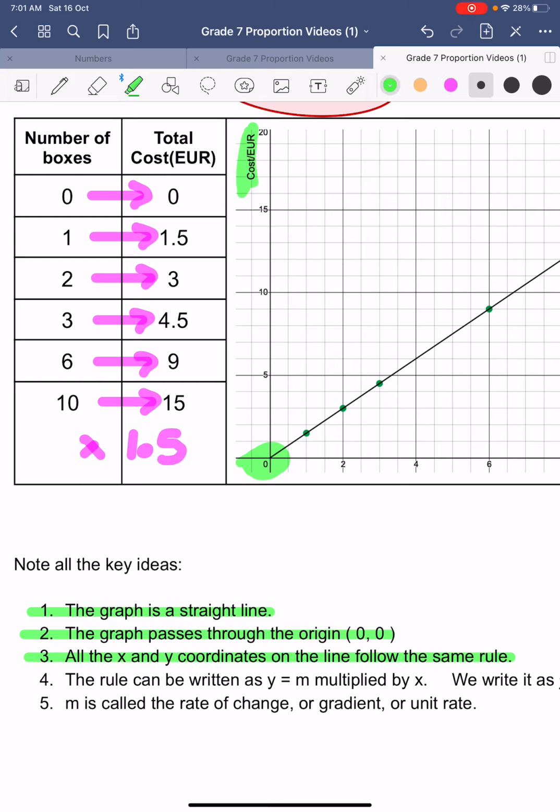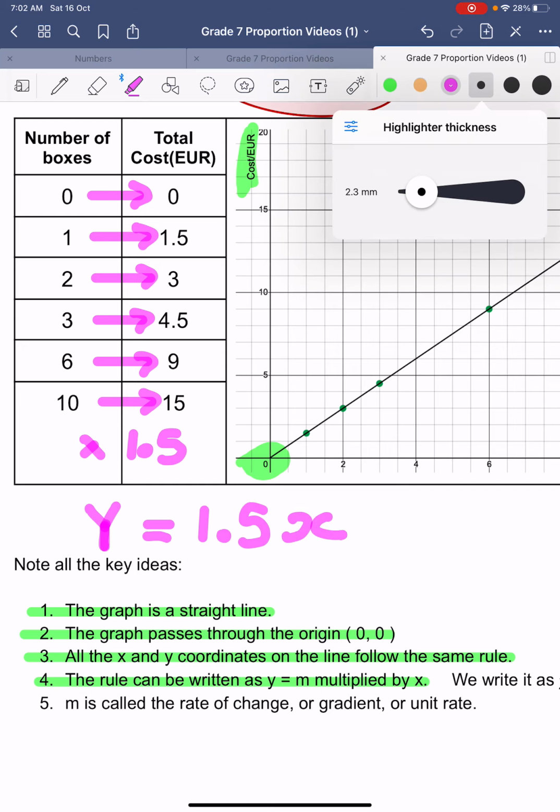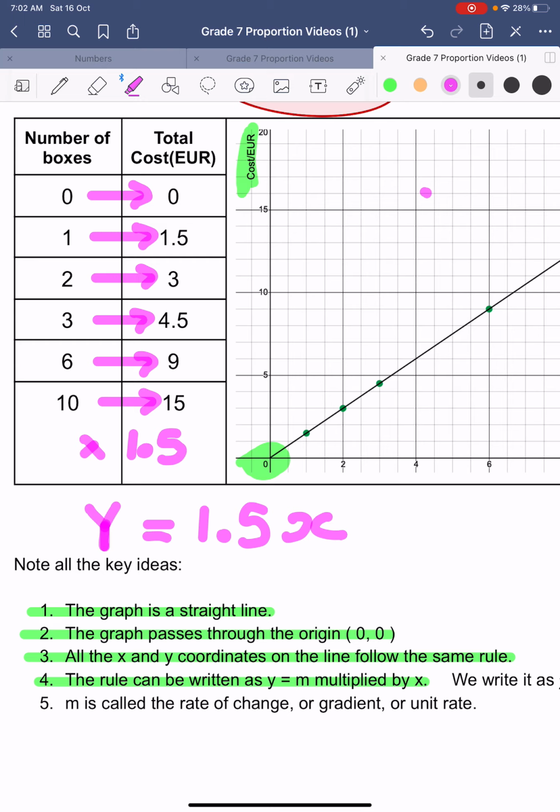And then point number 4 here is the rule can be written as y equals m multiplied by x. Okay, well, we've kind of got that written out. The rule is y, the dependent variable, equals 1.5 times x. You could, if you wanted to, let me just get rid of that.